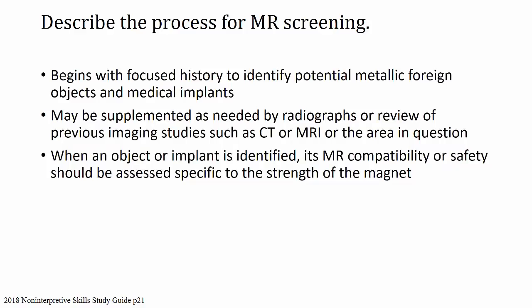MR screening begins with a focused history to identify potential metallic foreign objects and medical implants, and then it may be supplemented as needed by radiographs or review of previous imaging studies such as CT or MRI in the area of question. And when an object or implant is identified, its MR compatibility or safety should be assessed specific to the strength of the magnet. So again, it starts with a thorough history of any metallic foreign objects, supplemented as needed.